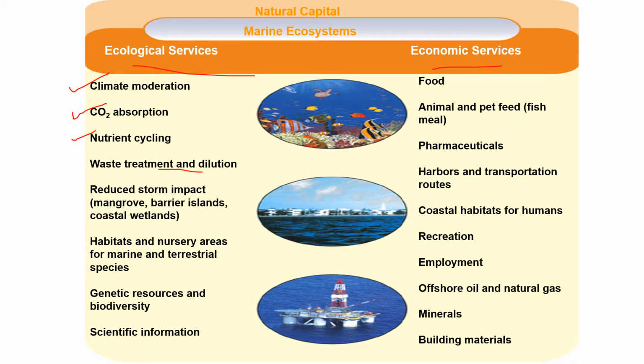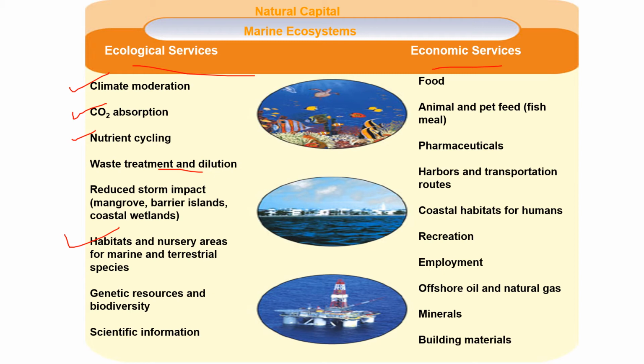Then there is waste treatment. Basically we are using the ocean as a dustbin. Whatever is there, we are dumping in the marine system, so waste treatment and dilution, anything we are putting in the ocean. The coastal ecosystems like the mangroves basically protect us from storm surges. During storm surges, high waves and high wind come in, and that is stopped by the mangrove ecosystem. If there is mangrove, then our cities are protected. And this is the habitat of the different organisms.